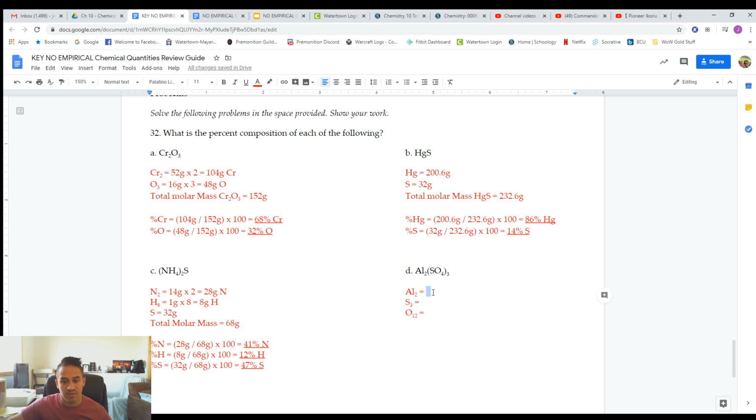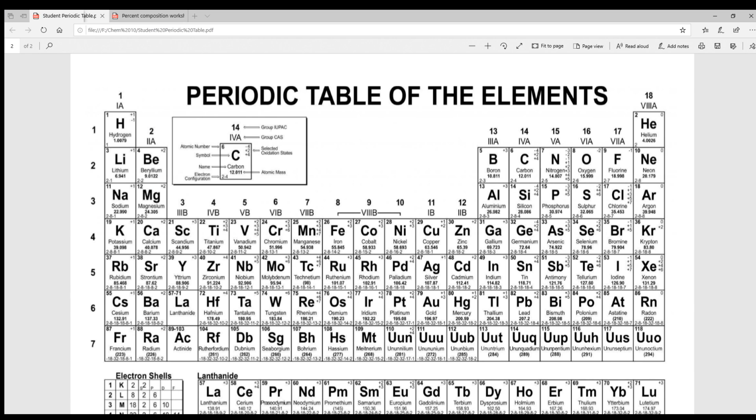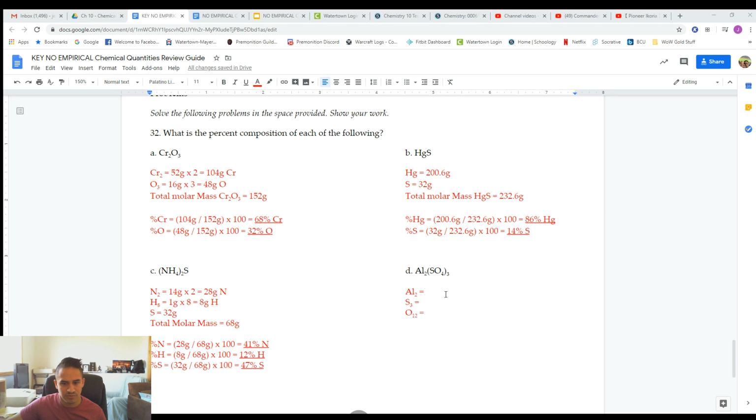Okay? All right, so now I am going to have to go look on the periodic table for this one because I don't know these numbers off the top of my head. So for aluminum, aluminum is 26.9, so let's just say that's about 27. Sulfur is 32, and oxygen is 16. So again, let's go back to our review guide here. So aluminum is 27 grams, times that by 2. Sulfur is 32 grams, times that by 3. And oxygen is 16 grams, times that by 12.